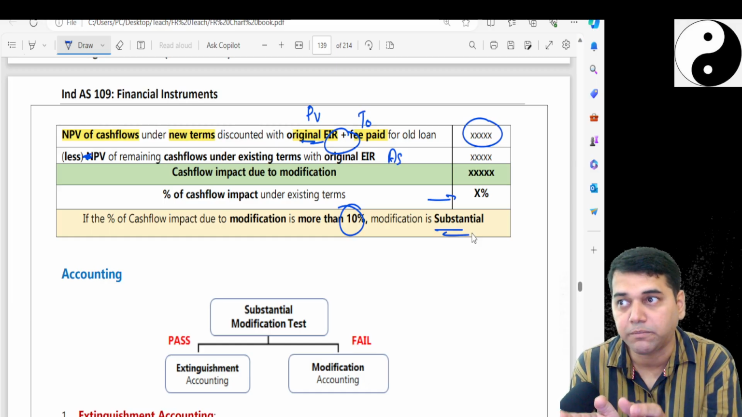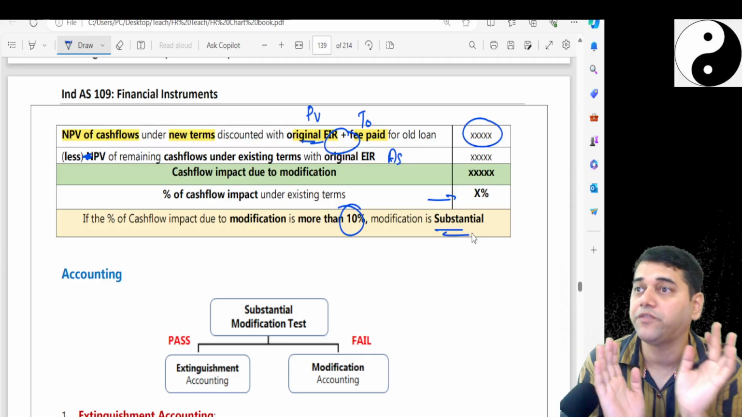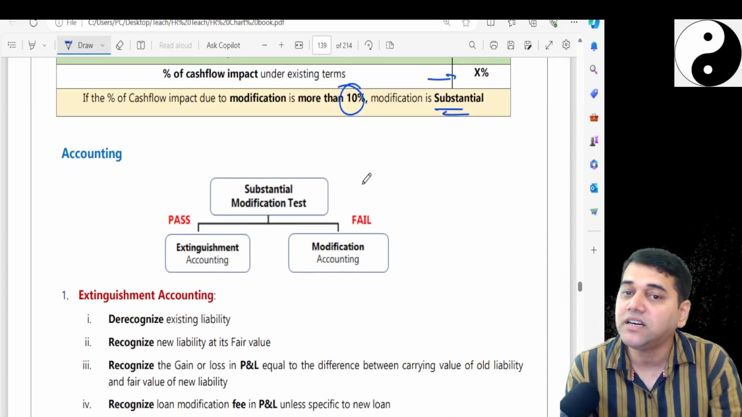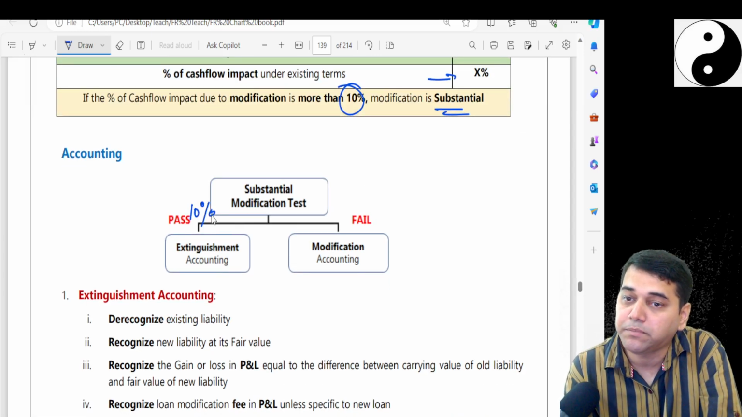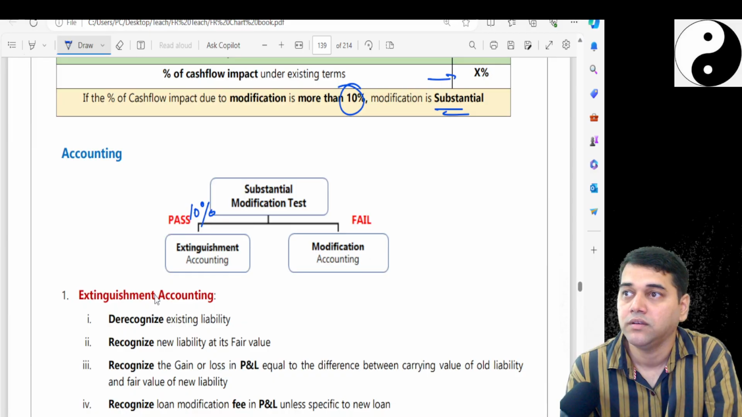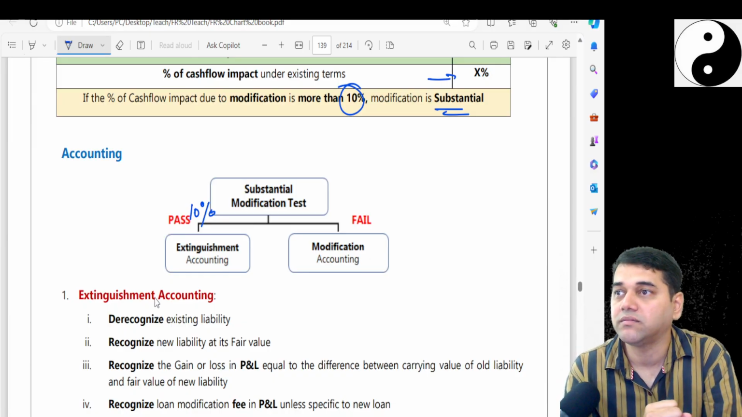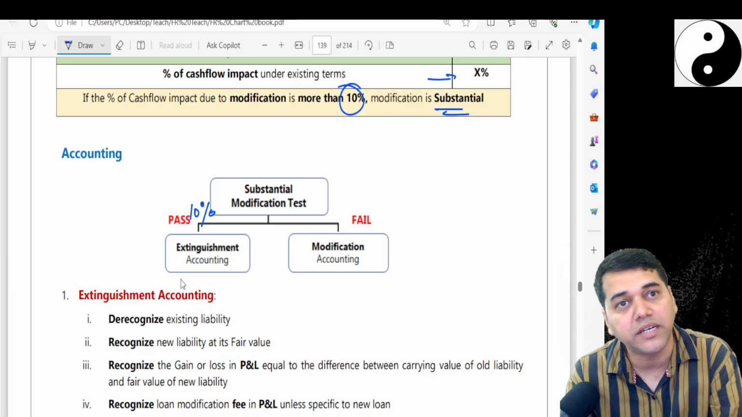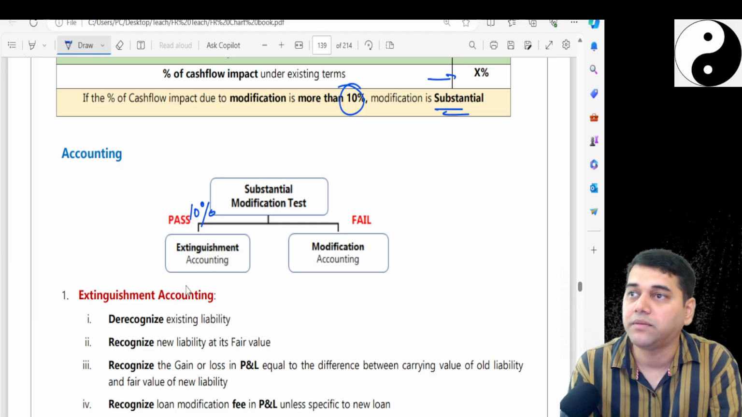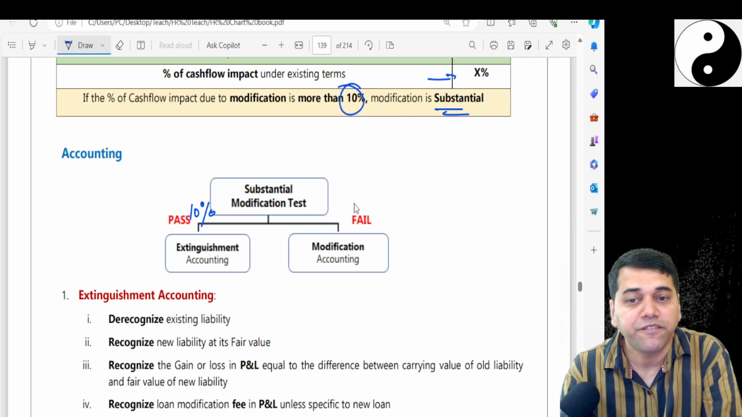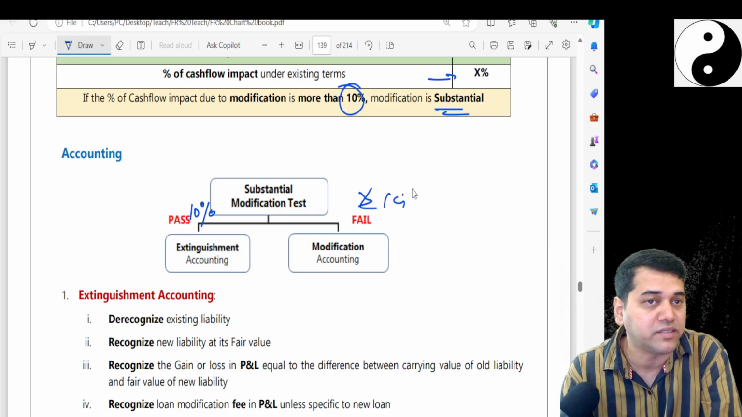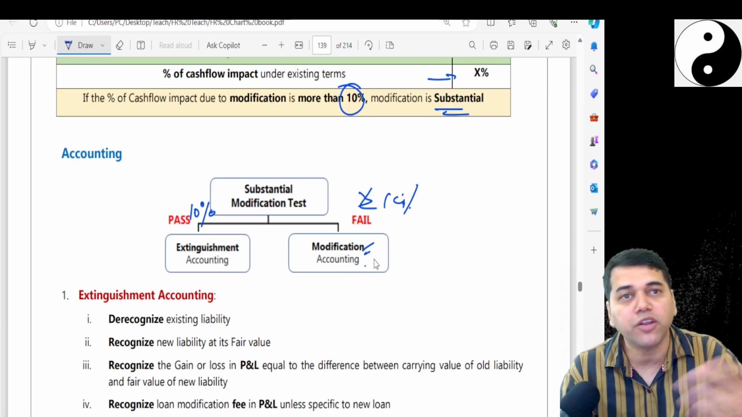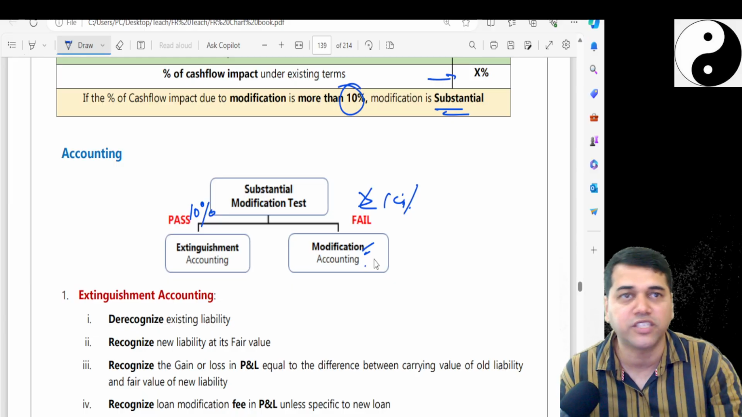Whenever a modification happens, step 1 is to apply the modification test, because without that you will not come to know. If the modification is more than 10%, it is actually a new liability. Then it is called extinguishment accounting. You close the old liability and recognize the new liability. But if it fails, if it is less than 10%, then you apply modification accounting. In modification accounting, you just continue with the existing loan only.